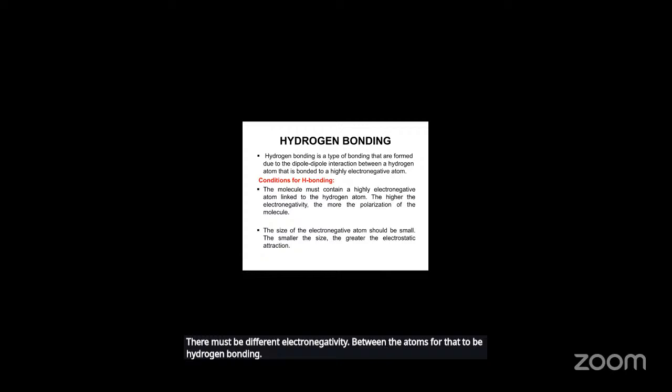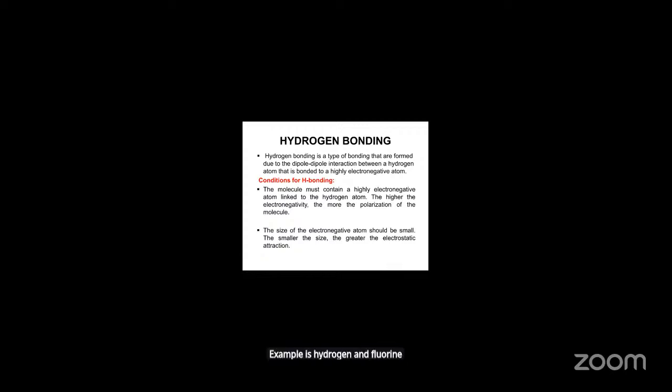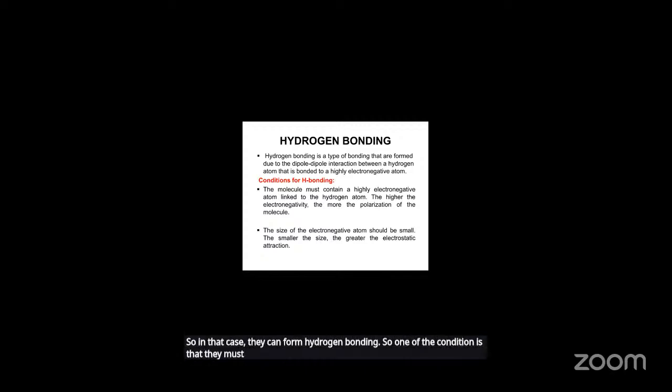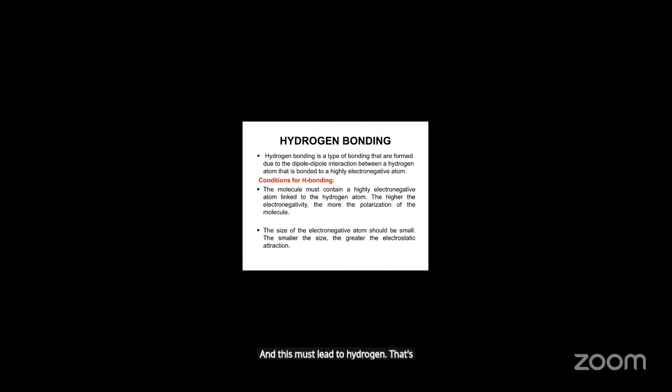An example is hydrogen and chlorine. You know there is a wide gap in terms of electronegativity between the hydrogen atom and the chlorine atom. So in that case, they can form hydrogen bonding. So one of the conditions is that they must contain a highly electronegative atom, and this must lead to hydrogen. That's why they call it hydrogen bonding: hydrogen bonded to a highly electronegative atom.